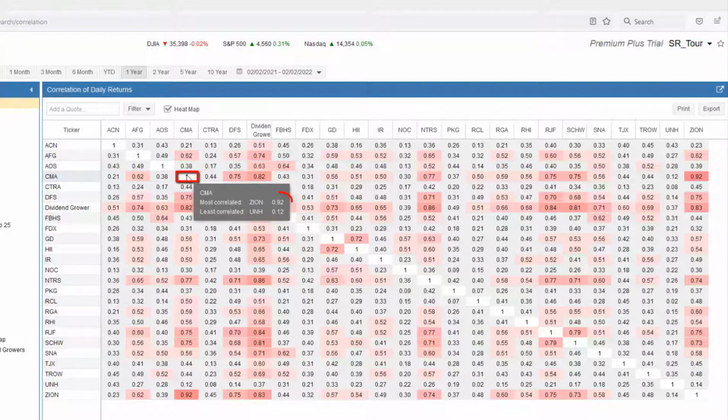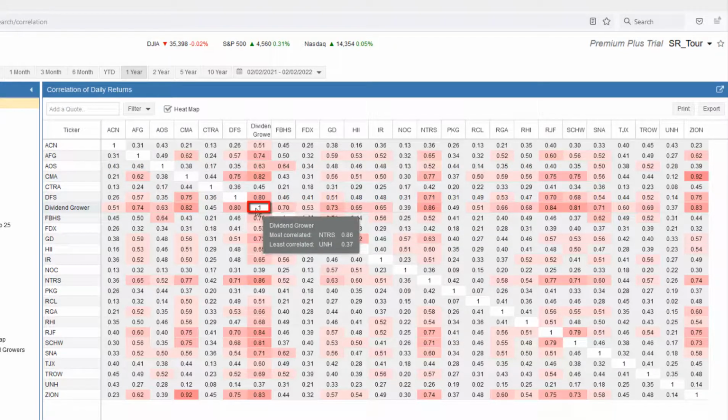Here I can see Comerica most correlates with Zion and least correlates with United Health. When I mouse over the portfolio itself, we see the most and least correlated assets in the portfolio. So Northern Trust is the most correlated and United Health is the least correlated.